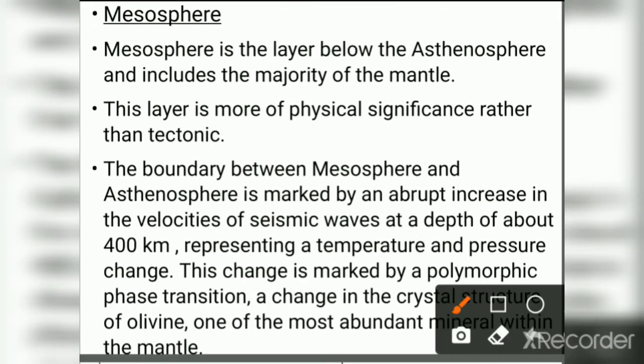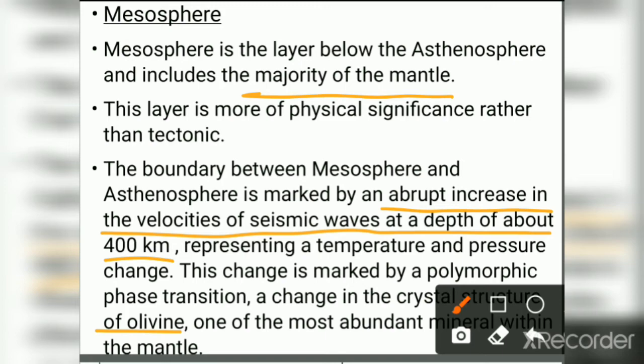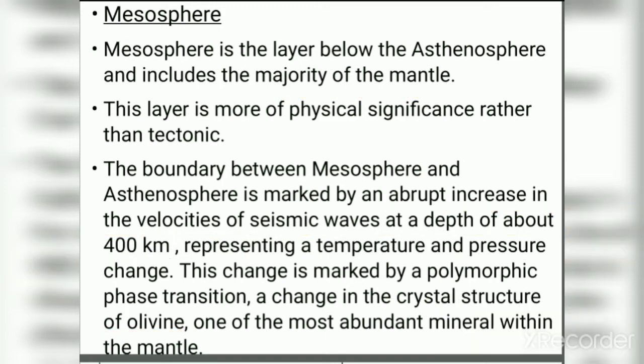Next one is mesosphere. Mesosphere is the layer below asthenosphere and includes the majority of the mantle. The layer is more of physical significance than tectonic. The boundary between mesosphere and asthenosphere is marked by an abrupt increase in the velocity of seismic waves at the depth of 400 km, representing a temperature and pressure change. The change is marked by a polymorphic phase transition, a change in the crystal structure of olivine, the most abundant mineral within the mantle.